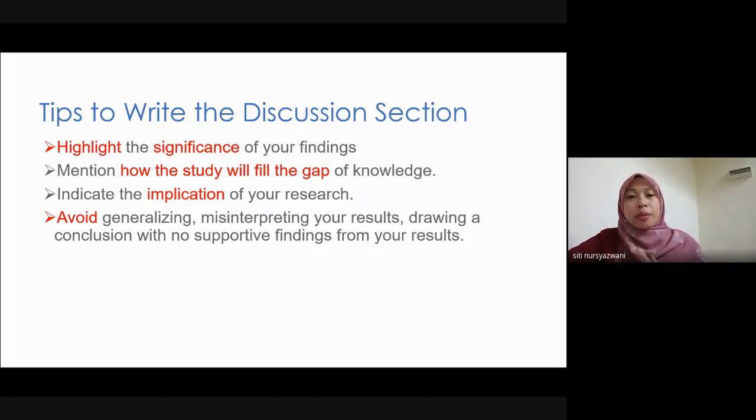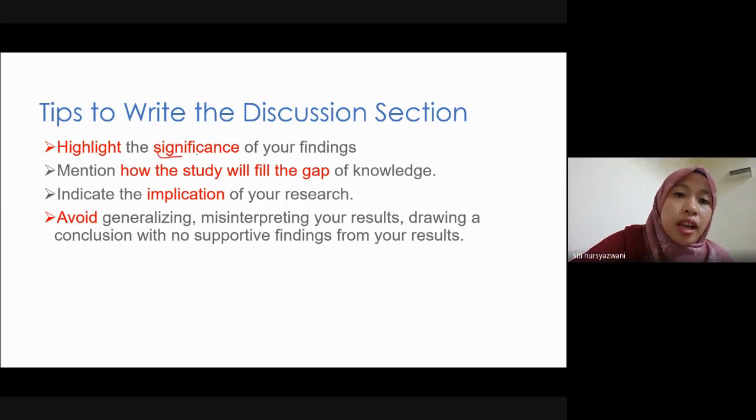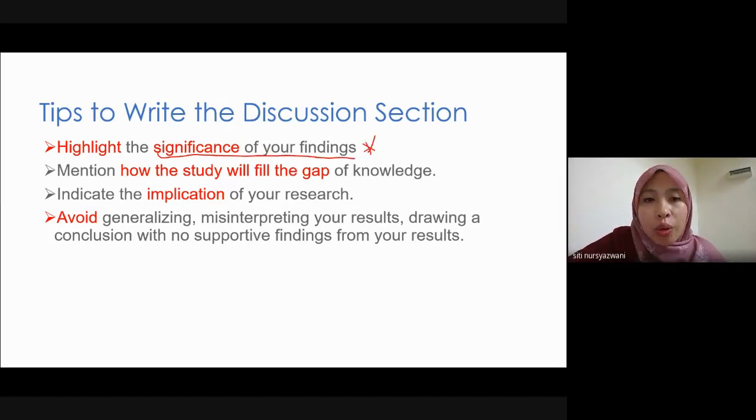Okay, tips. Macam mana kita nak write discussion section ni? You kena highlight the significance. Apa yang significant dalam you punya findings tu? You can highlight that one. And mention how the study will fill the gap, the knowledge tu. Macam mana kita nak fill the gap knowledge. Macam kita nak solve the problem kalau ada problem.